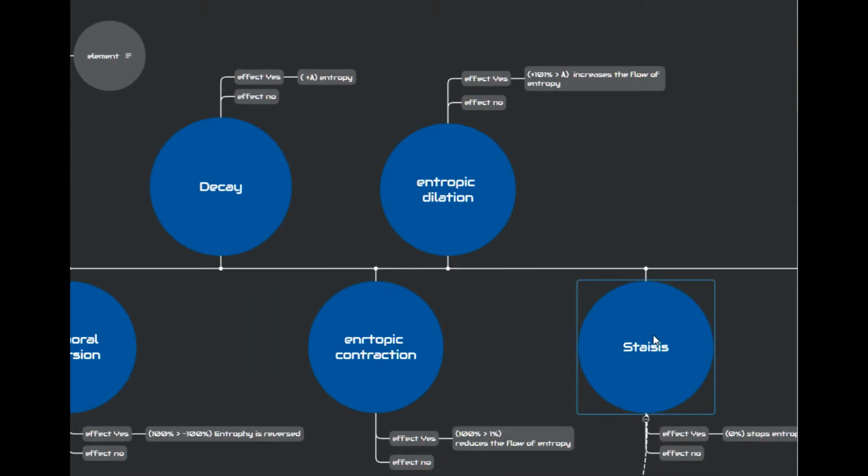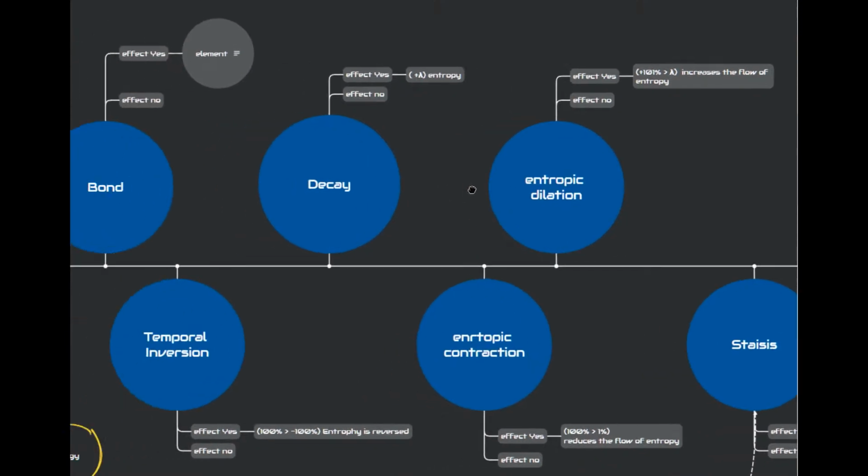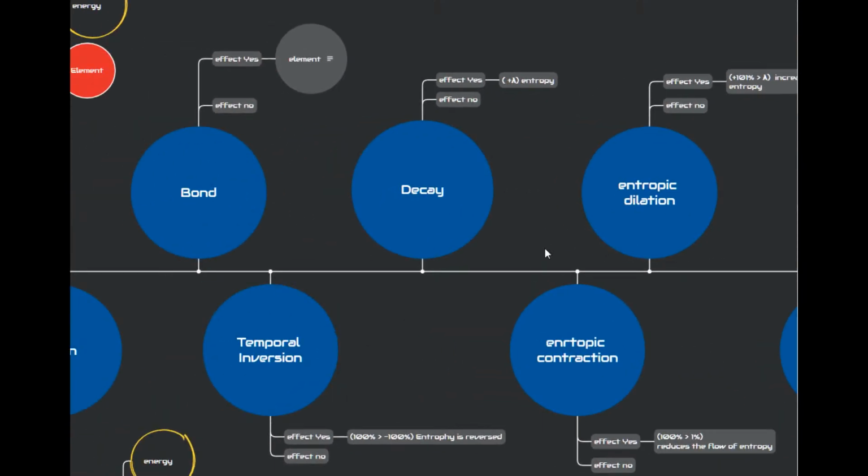Now, stasis is a suspension element. So anything that slows down a flow of atoms is considered a stasis material. You'll have ones that are entropic dilation and entropic contraction. These are quantum effects. Decay is a post-quantum effect, and temporal inversion is a quantum abnormality. I guess it's a quantum effect still. So I'm going to have to work that out. So we'll try this quantum effects.